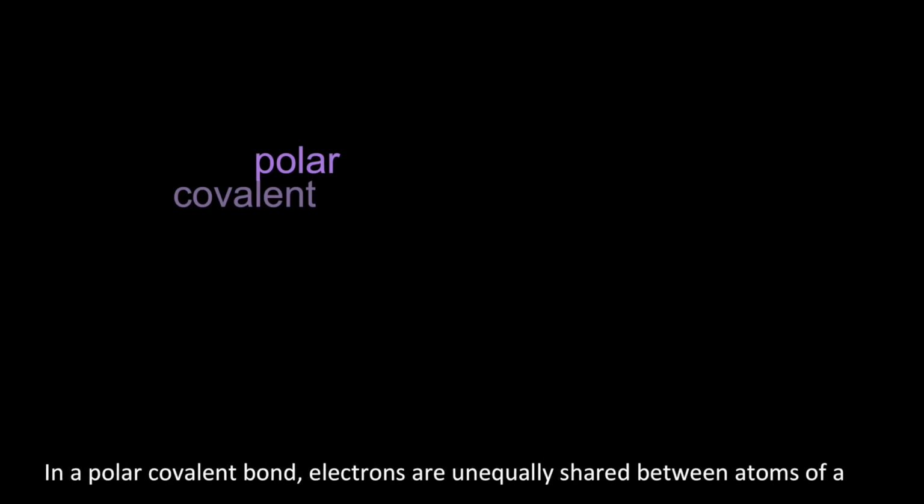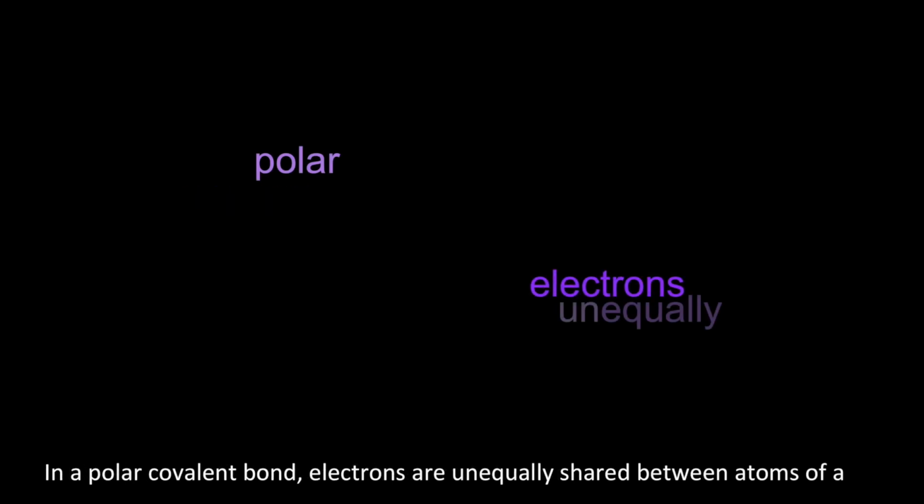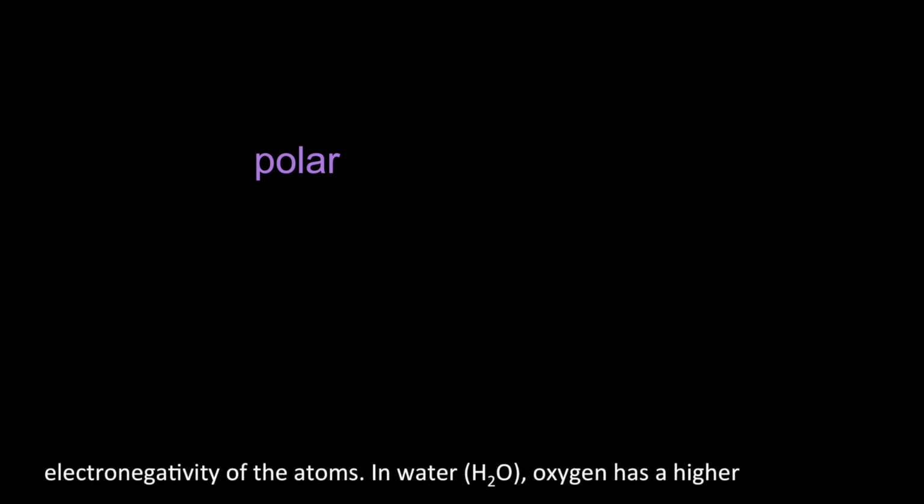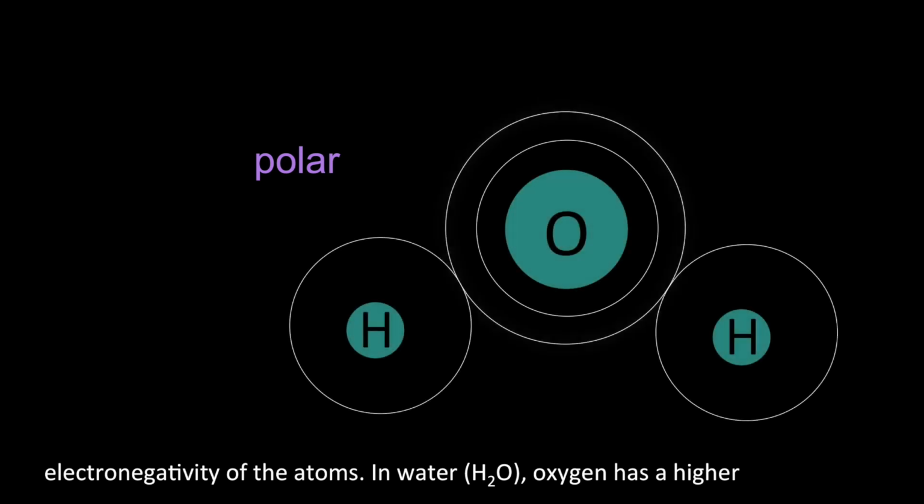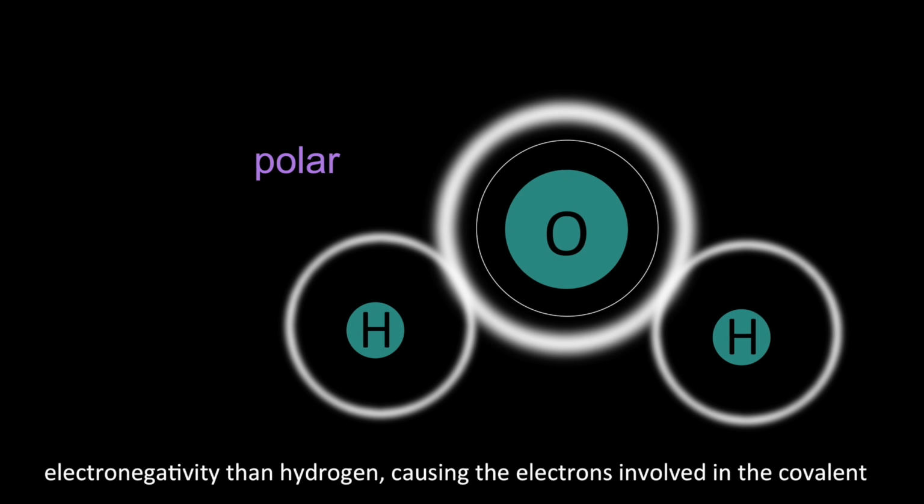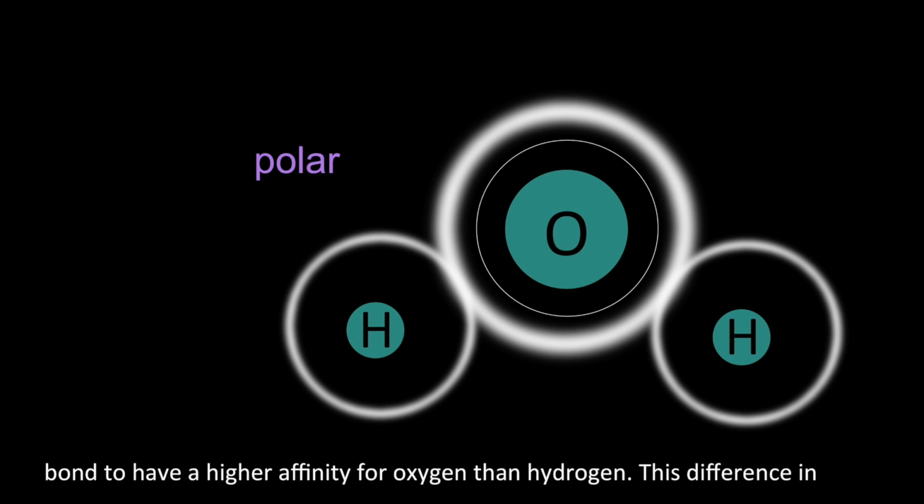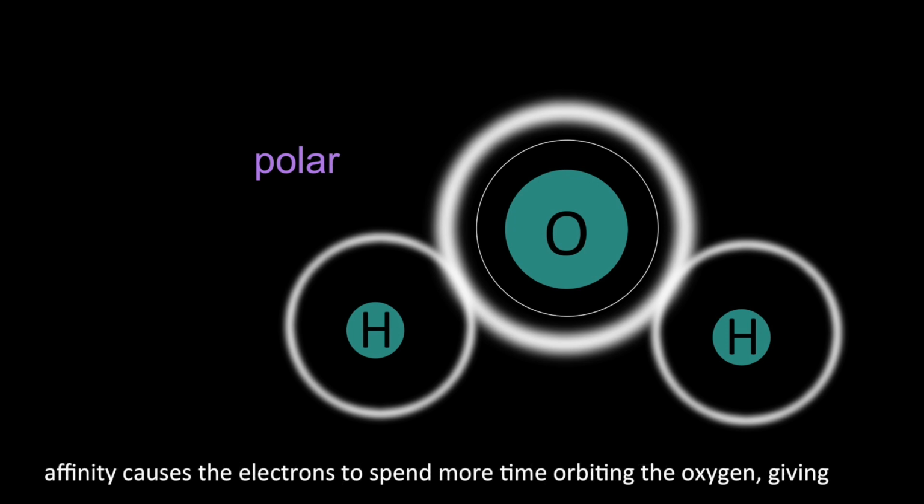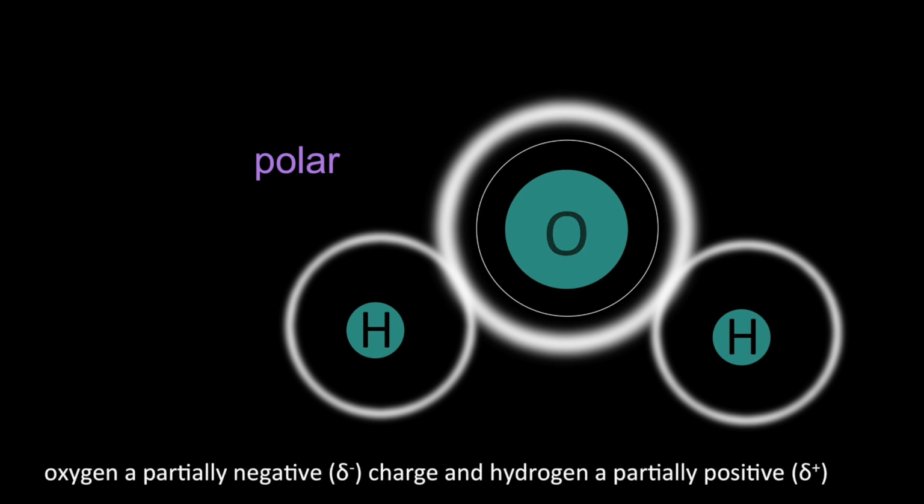In a polar covalent bond, electrons are unequally shared between atoms of a molecule. This occurs when there's a significant differential in the electronegativity of the atoms. In water, oxygen has a higher electronegativity than hydrogen, causing the electrons involved in the covalent bond to have a higher affinity for oxygen than hydrogen. This difference in affinity causes the electrons to spend more time orbiting the oxygen, giving the oxygen a partially negative charge, and hydrogen a partially positive charge.